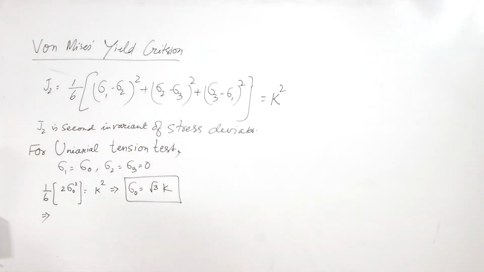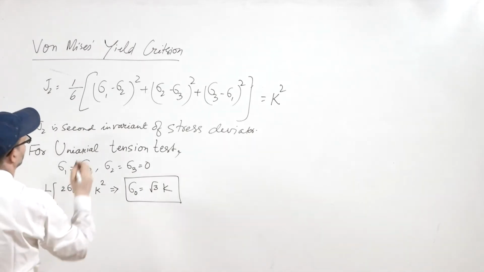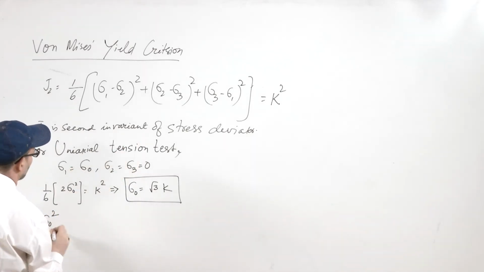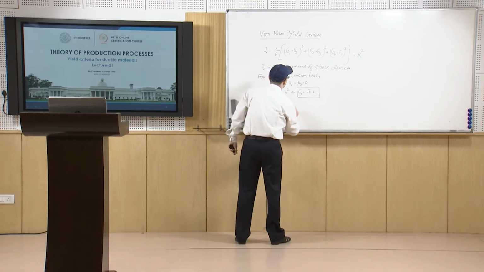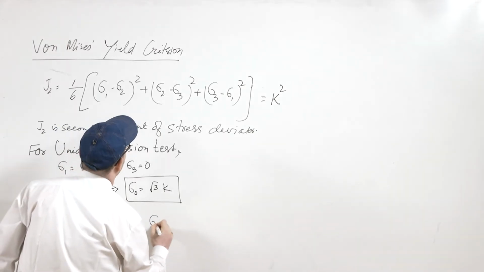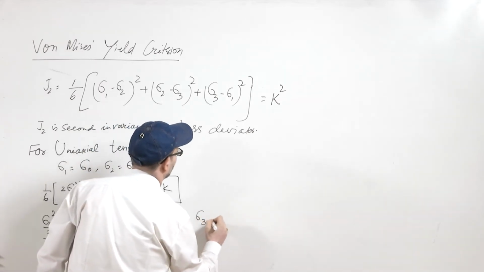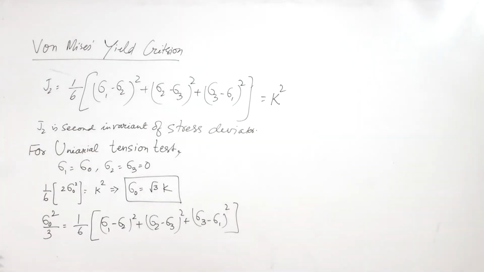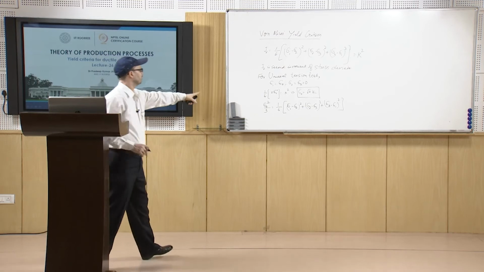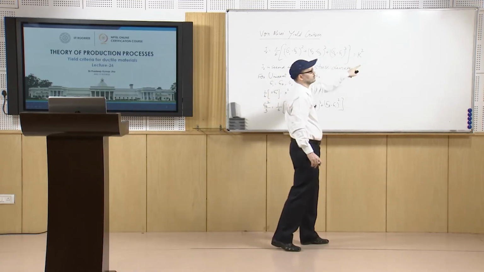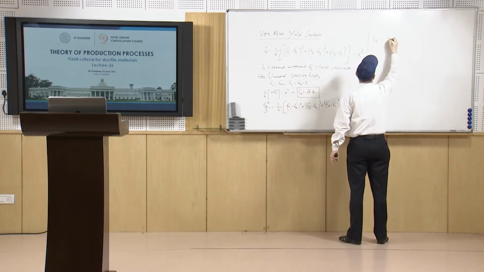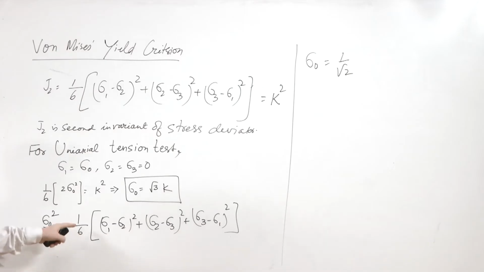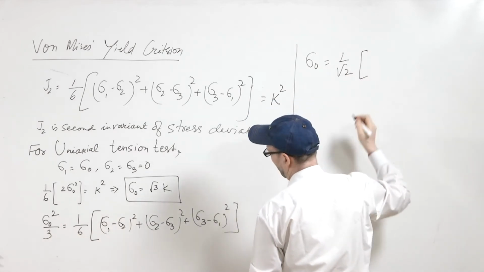So, once you put that into that equation, you look how this equation becomes. So, k will be basically sigma naught by root 3. So, your sigma naught square by 3 will be 1 by 6 into (sigma 1 minus sigma 2) square plus (sigma 2 minus sigma 3) square plus (sigma 3 minus sigma 1) square. This is the equation you get once you put sigma naught as root 3 k. So, k will be sigma naught by root 3, and from here you get the generalized equation for sigma naught as 1 by root 2, because this 3 will go here, 3 by 6, so 1 by 2, so it will be 1 by root 2, and this quantity raised to the power half.